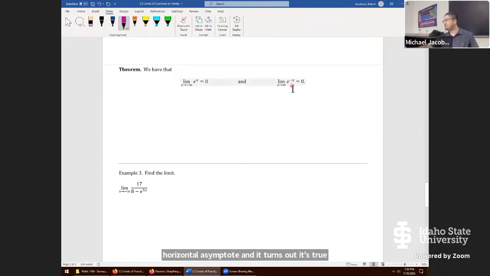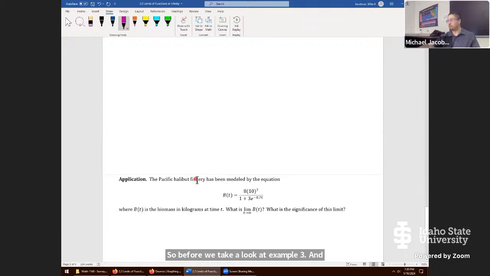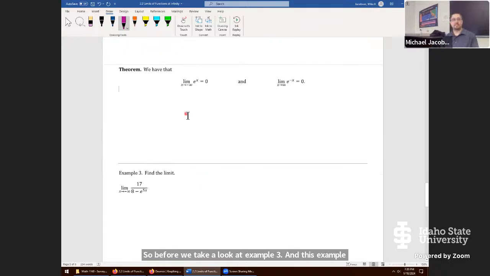But change the exponent, and change the direction on x, go to positive infinity, this one's 0 too, and it's not clear what exactly is going on here. So before we take a look at example 3, and this example is meant to be an application like the one in the homework, let's do some analysis here and see just what's going on with both of those limits. So we have two functions, e to the x and e to the negative x.